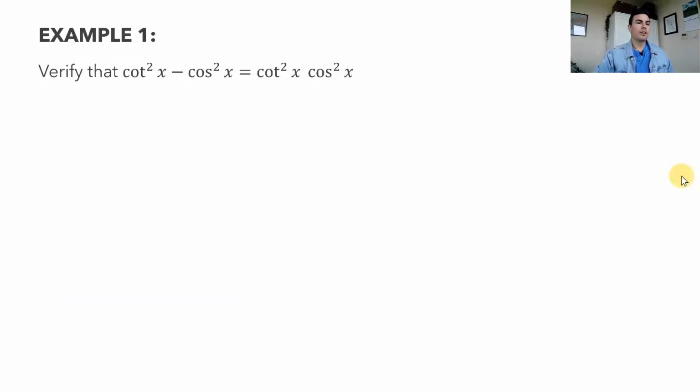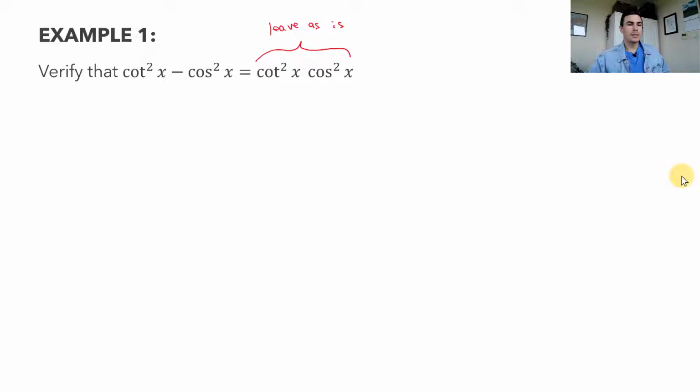Okay, first off, we're going to verify that cotangent squared x minus cosine squared x is equal to cotangent squared x times cosine squared x. All right, so let's leave the right-hand side as it is. I'm not going to do anything with that for now.